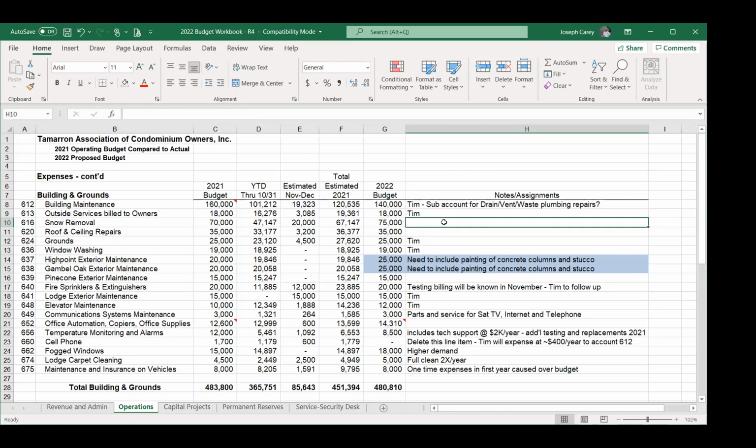And what was last year like in November, December? Was it fairly light or about average? I don't know, I think it was light. Yeah, it was light.